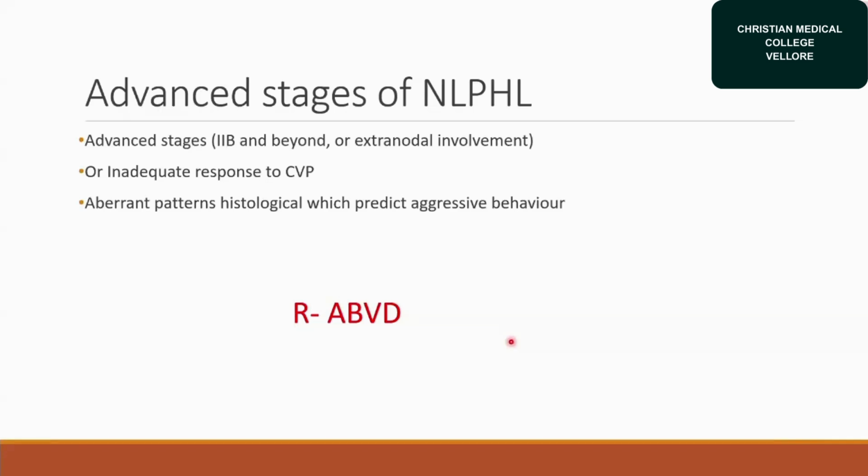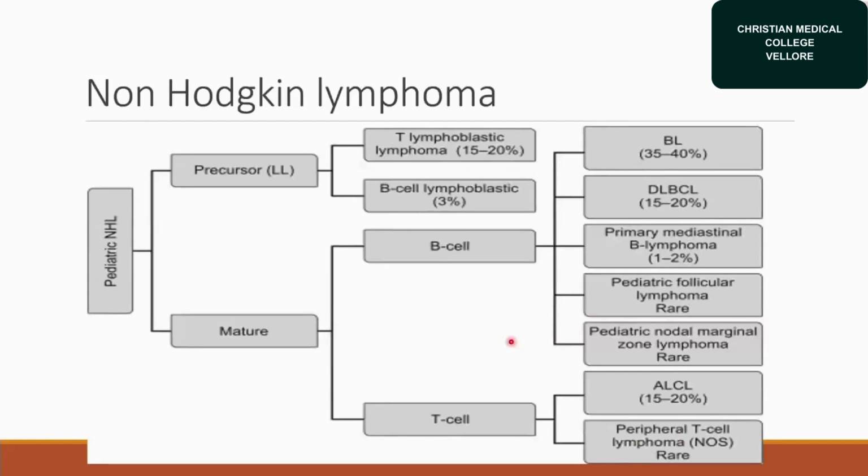So now we move on to the next part of the talk, which is on non-Hodgkin lymphoma. For pediatric non-Hodgkin lymphoma, we classify them first based on whether it is a precursor lymphoma or a mature lymphoma. Precursor lymphomas are the lymphoblastic lymphomas, which are either T lymphoblastic or B lymphoblastic. The mature lymphomas, we divide based on lineage again, into B cell lymphomas and T cell lymphomas.